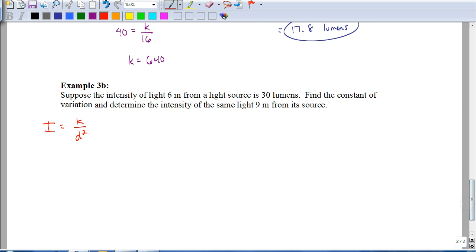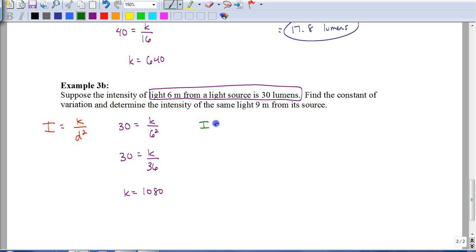Okay, so let's check your answers here. So what you should have done is, first step, to find K. We need to know a distance, we need to know an intensity, so that's what we have here. So 30 equals K divided by the distance squared. 30 equals K divided by 36. We multiply both sides by 36. When you do that, we get a value of K, which is 1080. So our specific equation is that I equals 1080 divided by the distance squared.